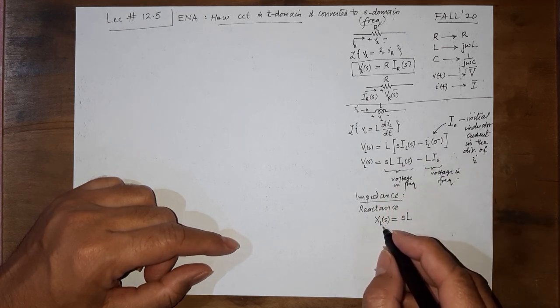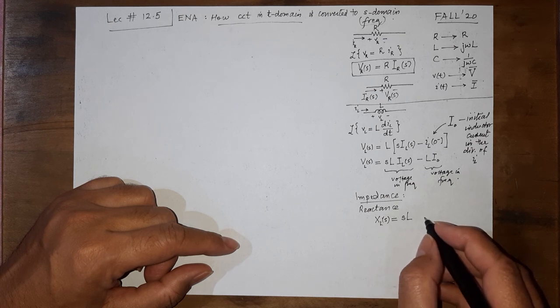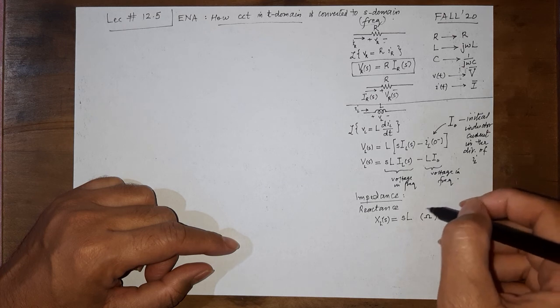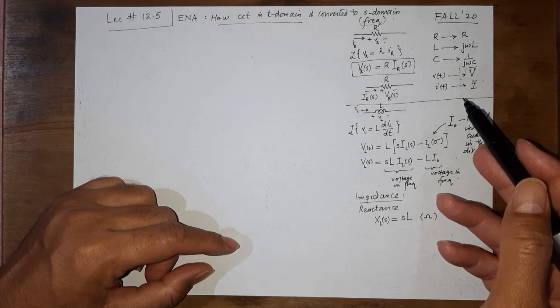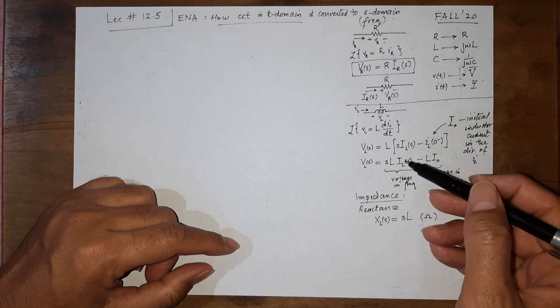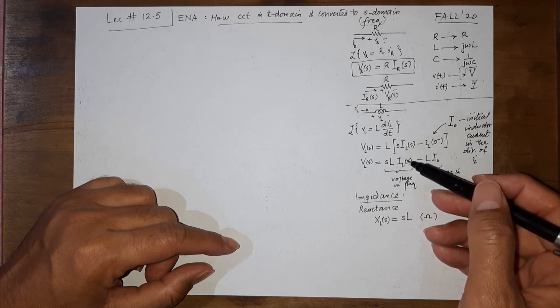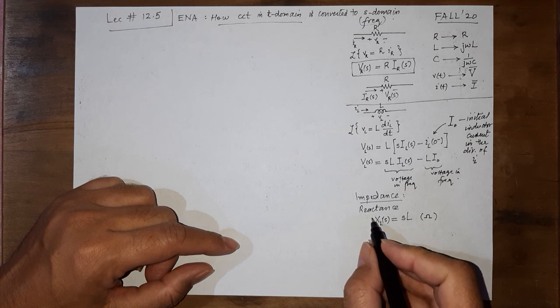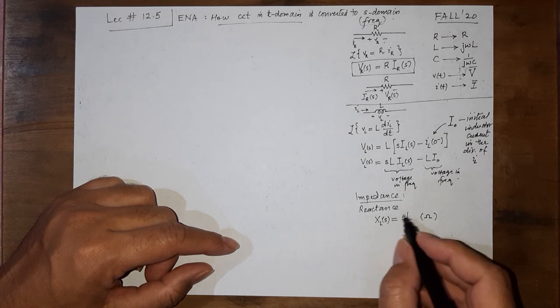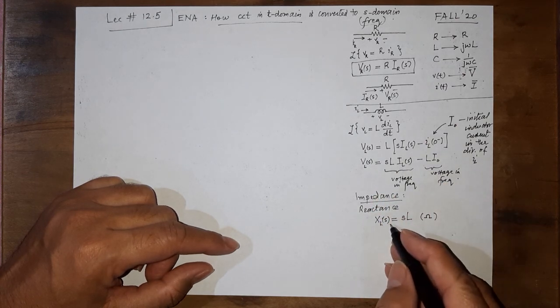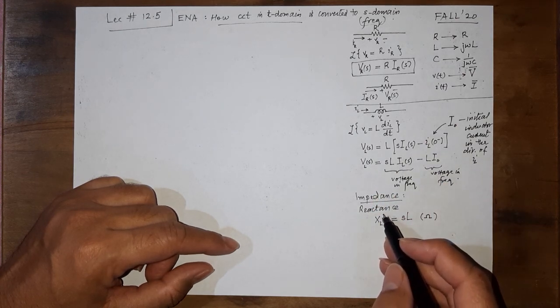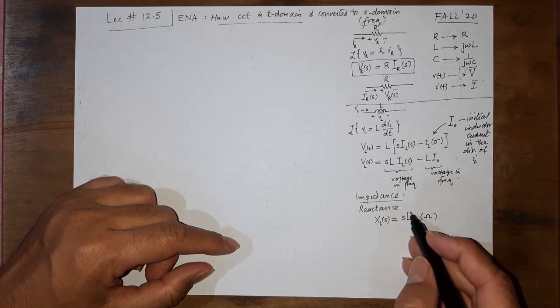It has units of ohms. Actually, I need to check what is the exact unit of this term, because if we look at it closely, I think it's ohm. So it is SL. It is impedance or reactance. That's very important, because for the case of an inductor, the reactance or the impedance is SL.